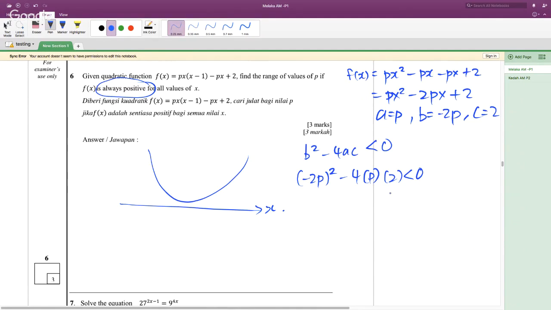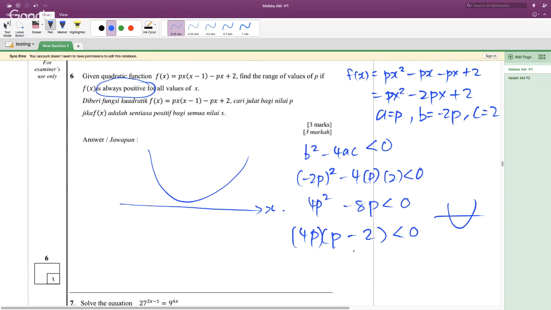In this case, we just solve this one: minus 8p is less than 0. And I can factorize out 4p. So I get 4p times p minus 2 is less than 0. So therefore, this one means this one multiplied by this one, right? So this is an inequality for quadratic. So we have to actually sketch out the graph to find out where the values are.